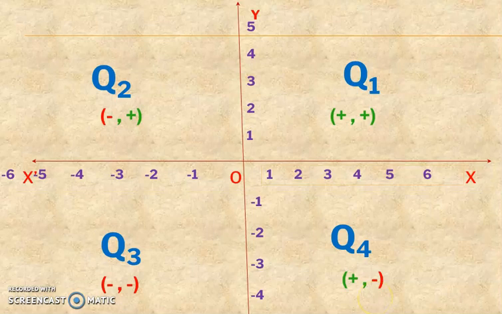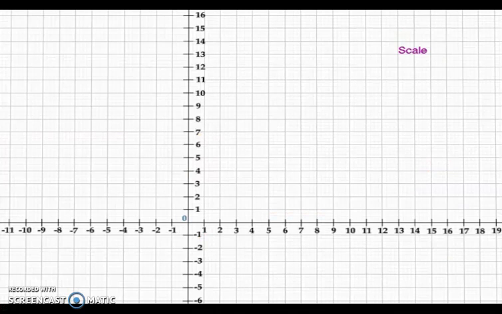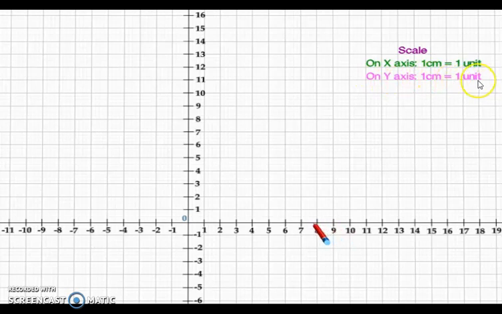Now on the graph sheet, let us try to plot a few points and try to find the distance between them. So this is the x-axis as we have just discussed, and the vertical line represents the y-axis. Let us see how the scale is marked over here. The scale on the x-axis, you can observe, is 1 centimeter equal to 1 unit. Similarly, on the y-axis also we have 1 centimeter as 1 unit.